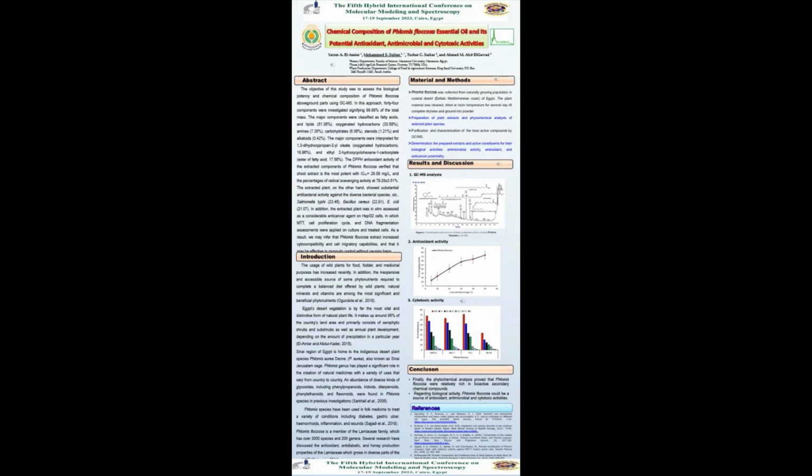Conclusion. Finally, the phytochemical analysis proved that Phlomis floccosa was relatively rich in bioactive secondary chemical compounds. Regarding biological activity, Phlomis floccosa could be a source of antioxidant, antimicrobial and cytotoxic activities.